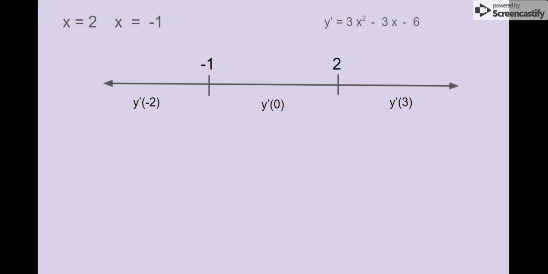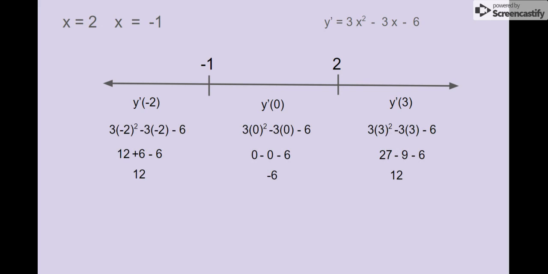Hopefully you've got your numbers. I'm going to throw them up here on the screen real quick and not go over it step by step. But I got 12, -6, and 12. What I'm most interested in is not necessarily that it's 12 or -6 or 12, but whether or not it's a positive or a negative value. So in the left section, I got a positive, the middle section is negative, and the right section is positive.